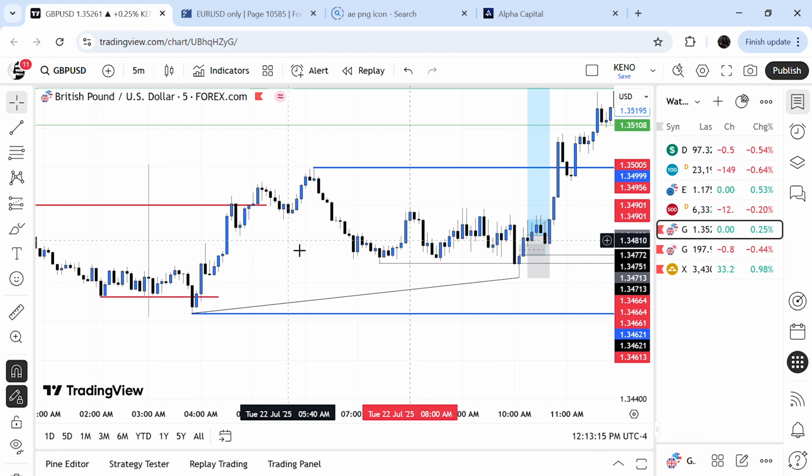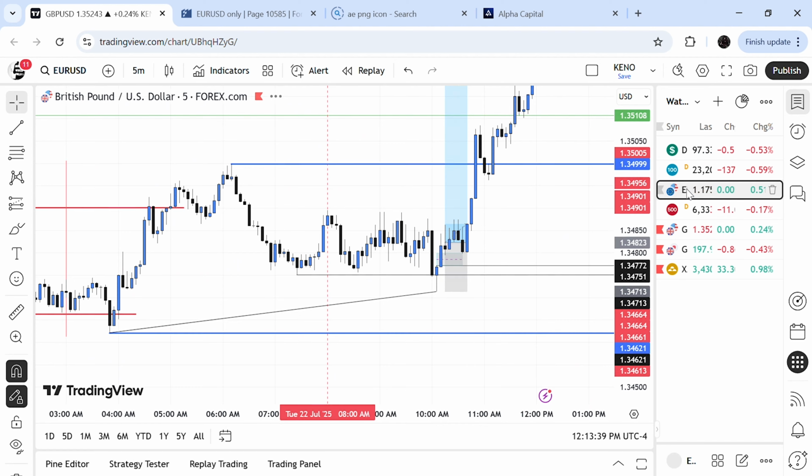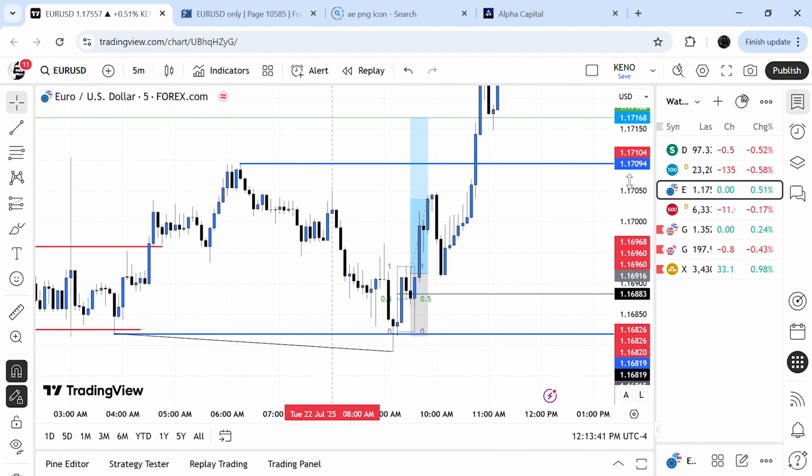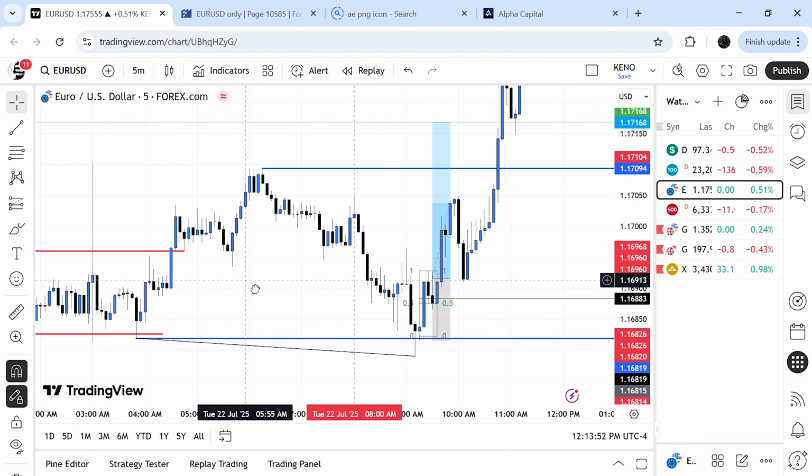I'm still trying to figure out this whole SMT on Forex pairs because I know that SMT is really for futures, Nasdaq and S&P. So I'm still trying to figure out whether or not this is an SMT. If you guys have an opinion, you can leave it in the comment section. I realized that EU was kind of lagging behind, so I just called this an SMT.